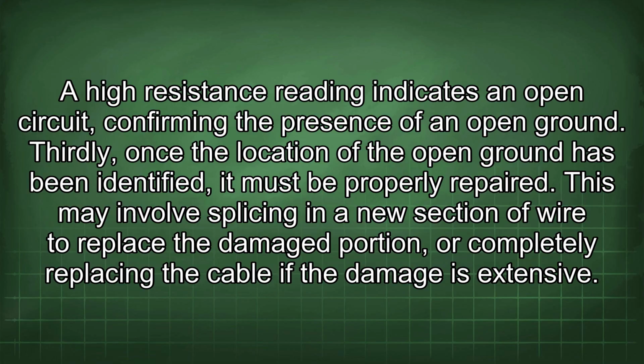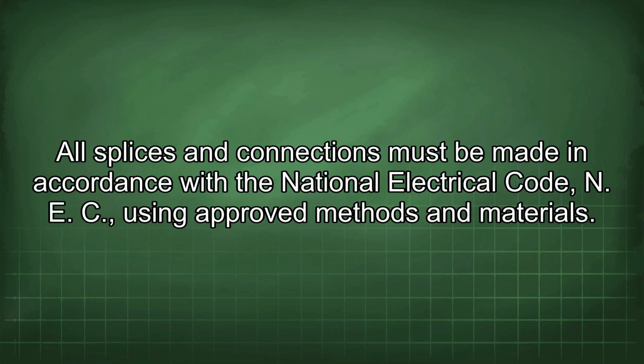Thirdly, once the location of the open ground has been identified, it must be properly repaired. This may involve splicing in a new section of wire to replace the damaged portion, or completely replacing the cable if the damage is extensive. All splices and connections must be made in accordance with the National Electrical Code (NEC), using approved methods and materials.